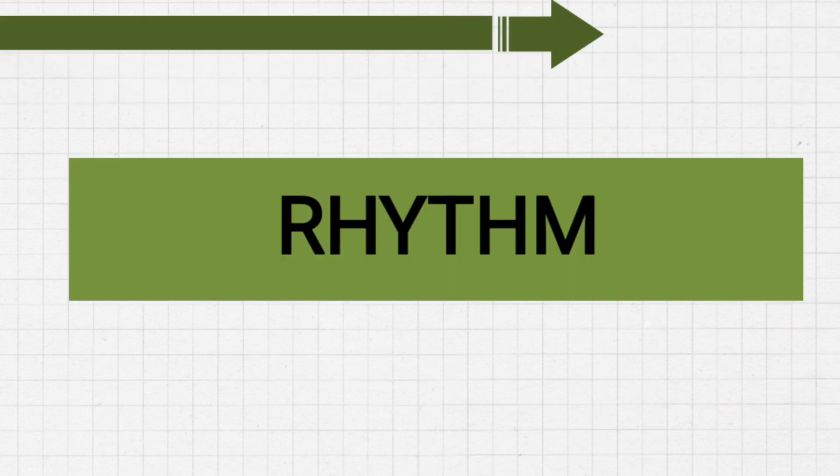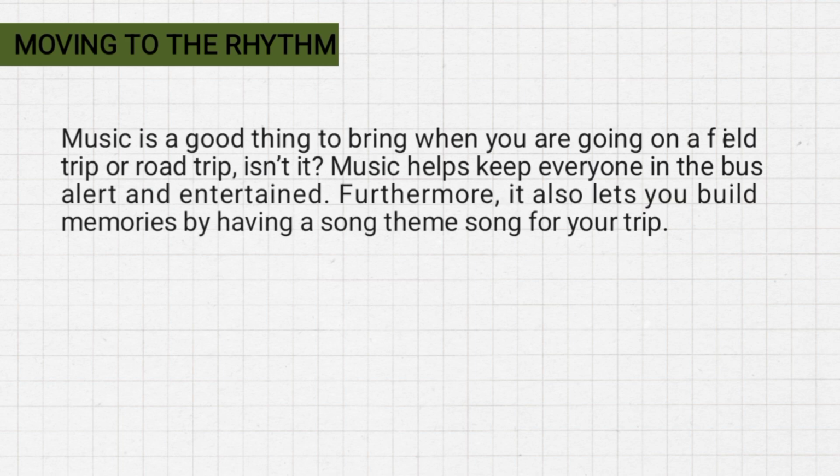Now let's proceed with rhythm. When we say rhythm, it is a fundamental element of music and poetry, referring to the pattern of sounds and silences in time. It is what gives music and spoken language a sense of flow and movement. So that is what rhythm is. And now let's proceed with moving to the rhythm. So everybody moves to the rhythm.